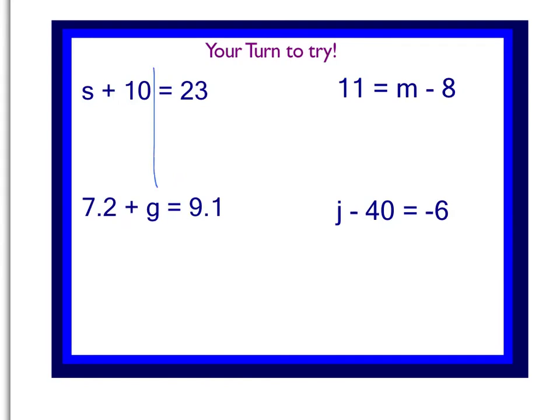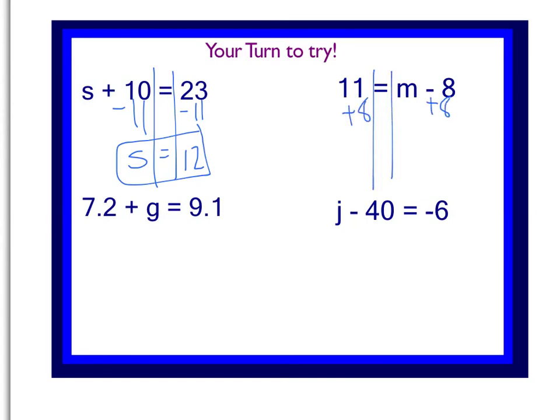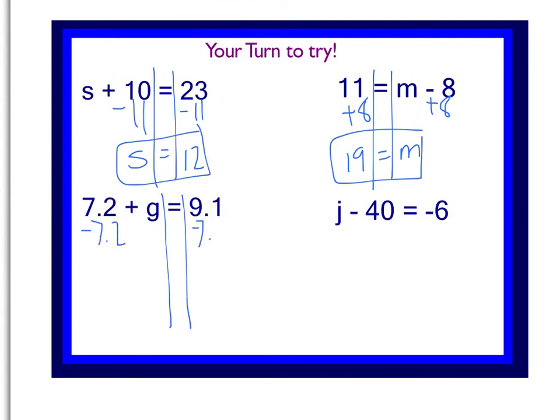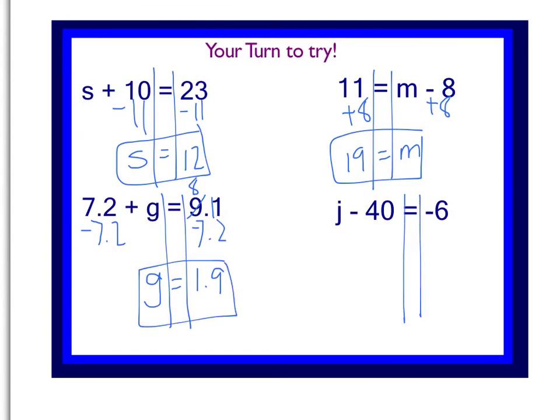All right, here are your solutions. When you subtract 11 from both sides, S is equal to 12. When you add 8 to both sides, 19 is equal to M. Here's one with a decimal. I should subtract 7.2, and G is equal to 1.9. And for the last one, I'm adding 40 to both sides. So J is equal to 34.